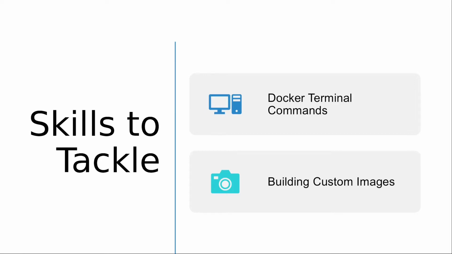Terminal commands for Docker, which is when you're interacting with Docker on the command line, checking what you have on your system, running things. And the second one is huge: building custom images. This is what people mean when they say containerizing an application. It's taking everything that you would need to run an app and putting it into an image that can be spawned as a container anywhere else.